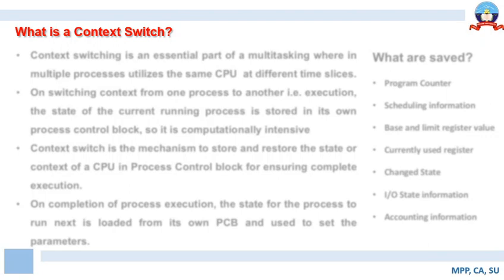In today's class, we will discuss a very important concept that is called context switching. Now, context switching is a mechanism that allows for transition from one process to another process during the course of execution of processes using an operating system.